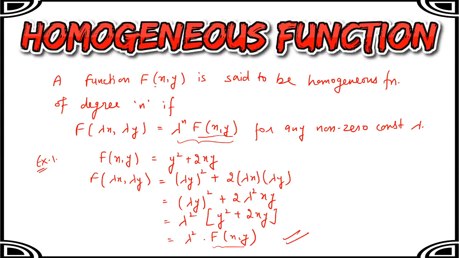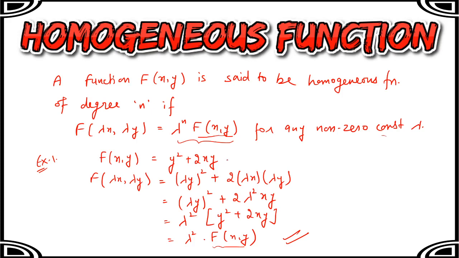A function f(x,y) is said to be homogeneous of degree n if f(λx, λy), meaning if we replace x with λx and y with λy, then we can write that function as λ^n f(x,y) for any non-zero constant λ. If we can write it like this, then we will call it a homogeneous function.